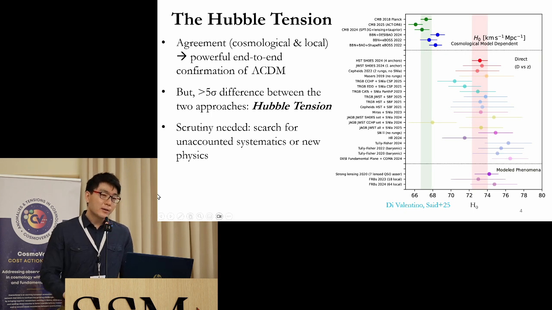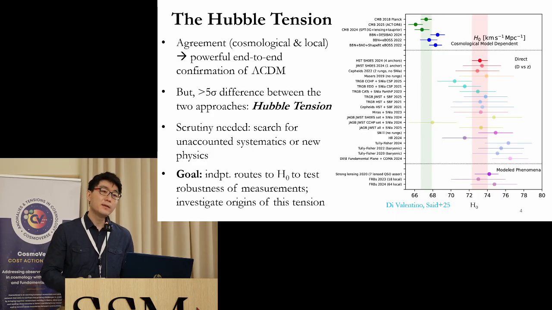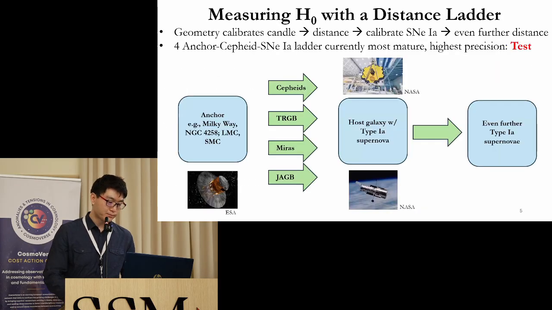And so this tension really necessitates intense scrutiny to search for potentially unaccounted for systematics or even new physics. And so the goal of this work will be to develop independent routes to measuring H0 to test the robustness of these measurements, ultimately to investigate the origins of the Hubble tension.